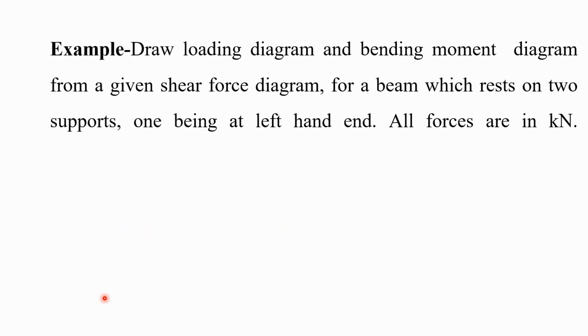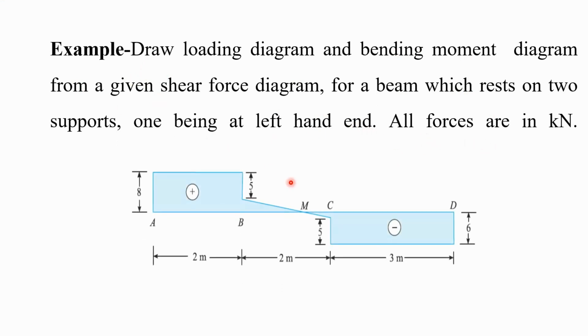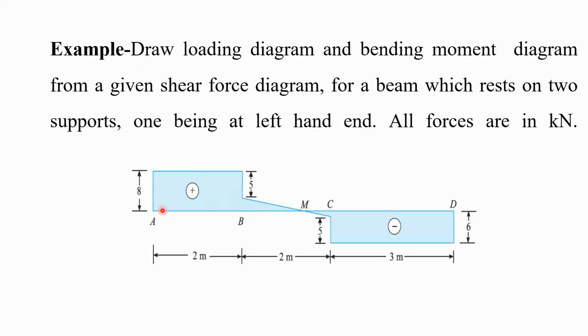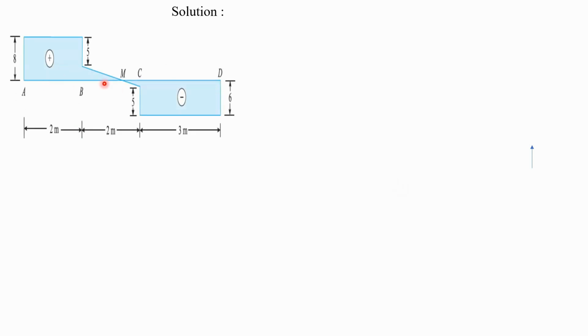Now to understand the concept of the loading diagram and bending moment diagram from the given shear force diagram, let us take one example. Draw a loading diagram and bending moment diagram from a given shear force diagram for a beam which rests on two supports, one being at the left hand end. All forces are in kilonewton. This is the given shear force diagram, which shows the variation of shear force along the length of the beam. So this is the solution for that numerical. Now let us solve it.